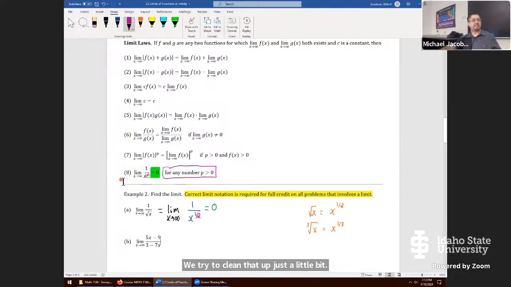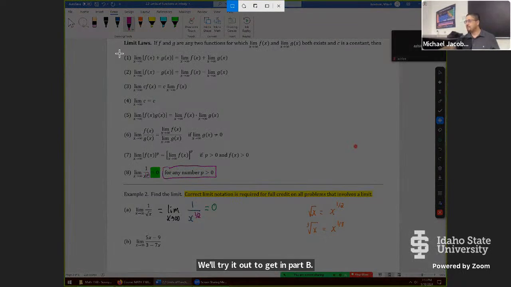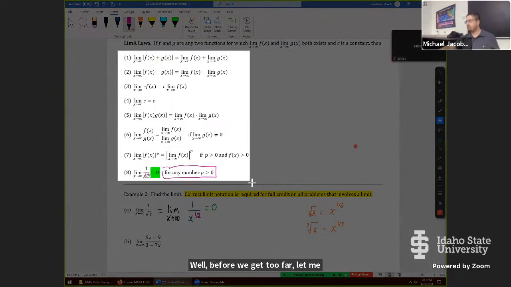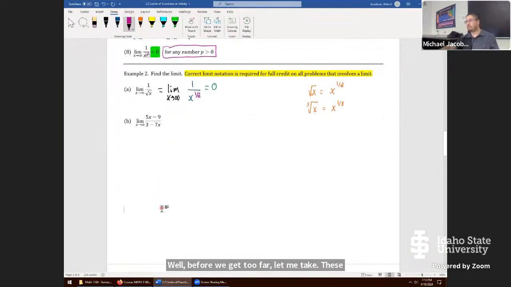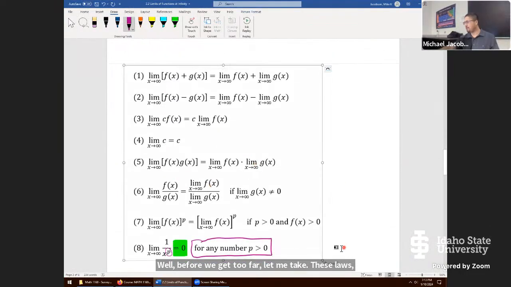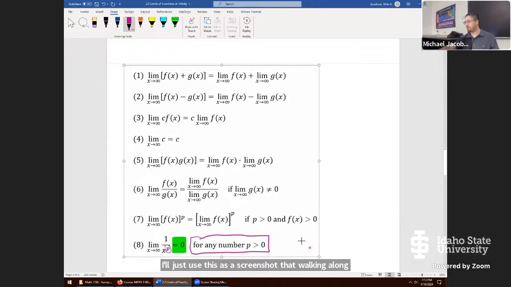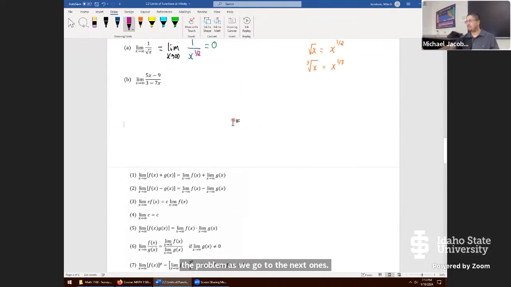So we use limit law 8 to get through that problem, and this one is a pretty big superstar. We'll try it out again in part B. Well, before we get too far, let me take these laws. I'll just use this as a screenshot and walk it along the problem as we go to the next ones. That way we're not scrolling up and down a whole bunch just to look up a limit law.